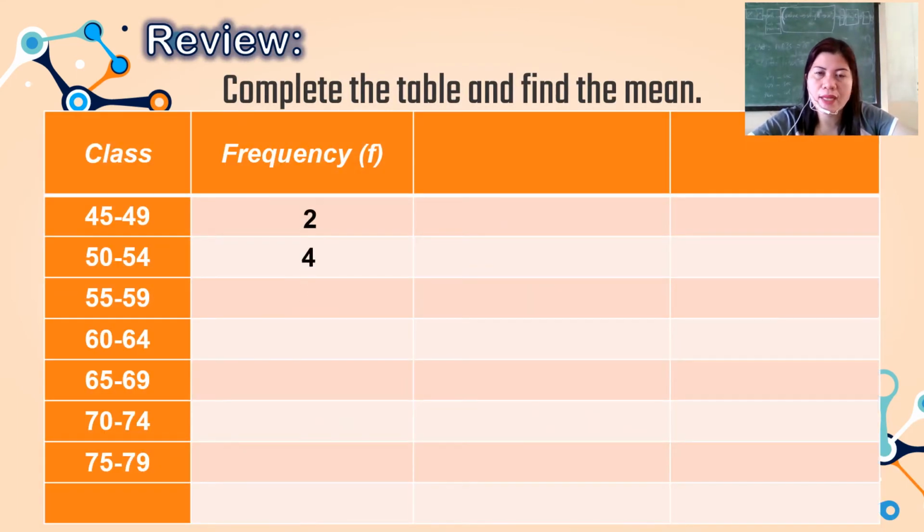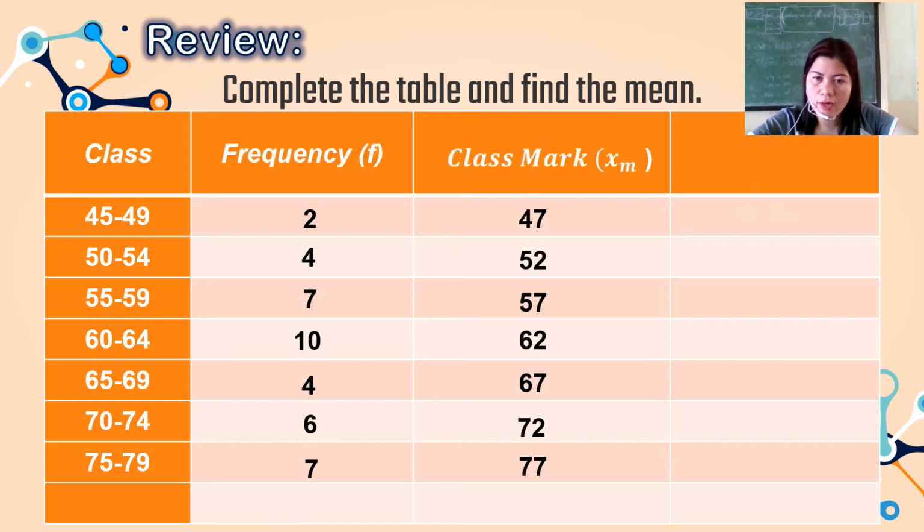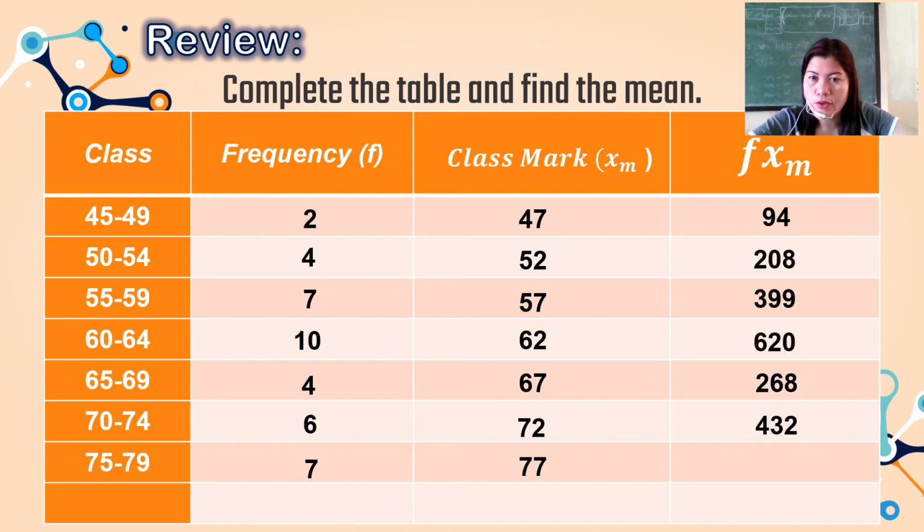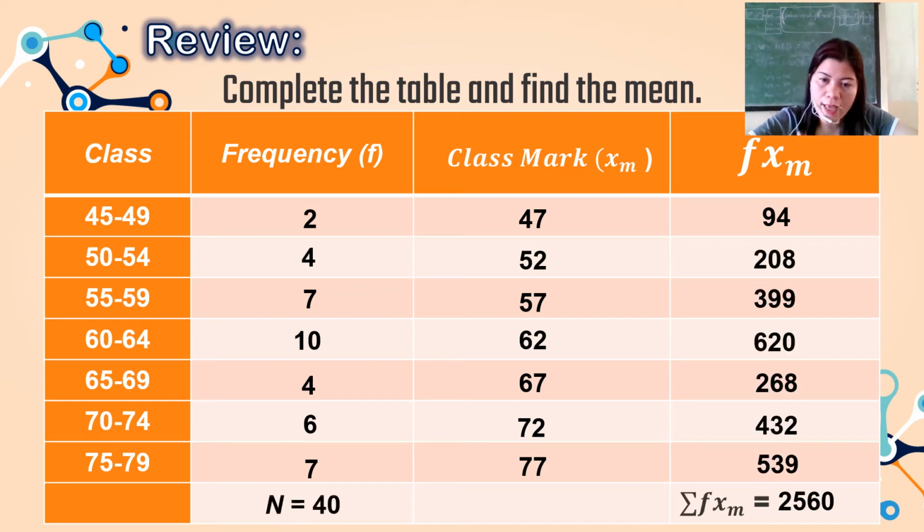So our topic was all about finding the mean for the group data. So let's say we have already our frequency and then the class mark. And then we already know how to get our f sub xm, which is the product of the frequency and the class mark. So let's say 2 times 47, that is 94. So on and so forth. It goes one after the other. Okay?